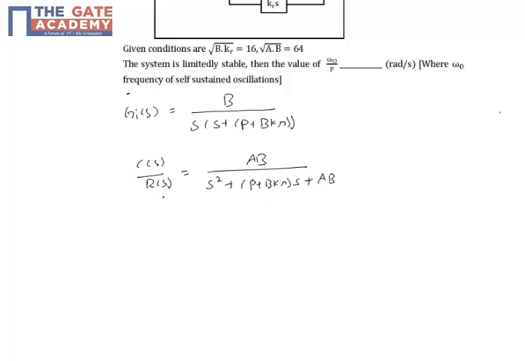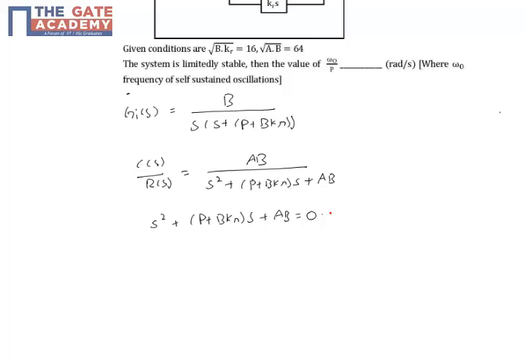Now we have the characteristic equation, which is the denominator of the closed loop transfer function. So s square plus (p plus b Kr) into s plus ab equal to 0. So this is the characteristic equation of the system. So when will the system be marginally stable? When the system is marginally stable, we will have a case of sustained oscillation.